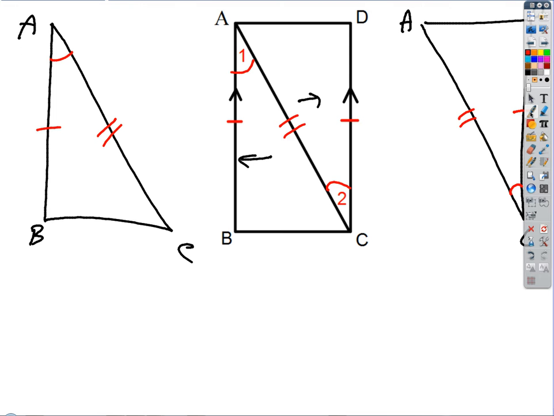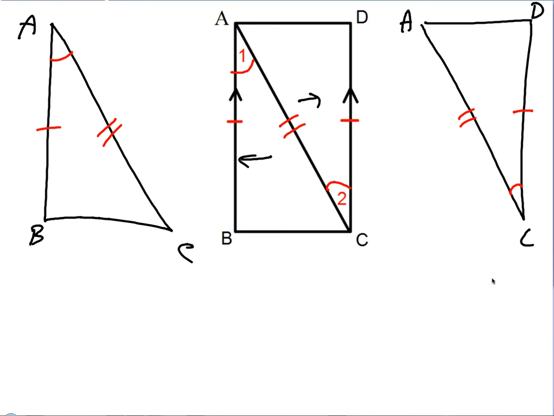And so now we can see, sometimes when they're mushed together like that, it's hard to see that that is a shared side, but it is. When I pull it apart, side AC appears in two separate triangles, right? Does that make sense? Okay, now we got it.